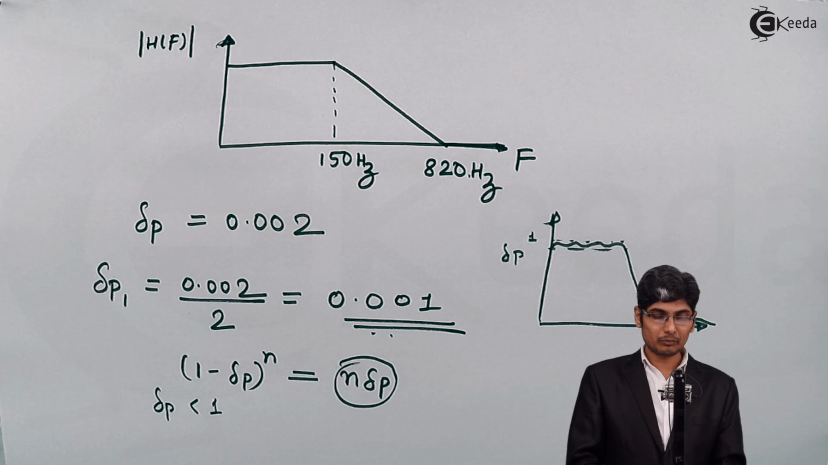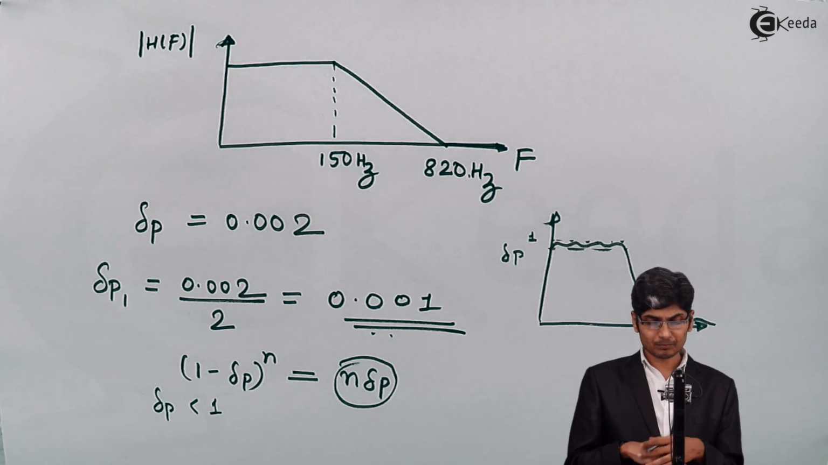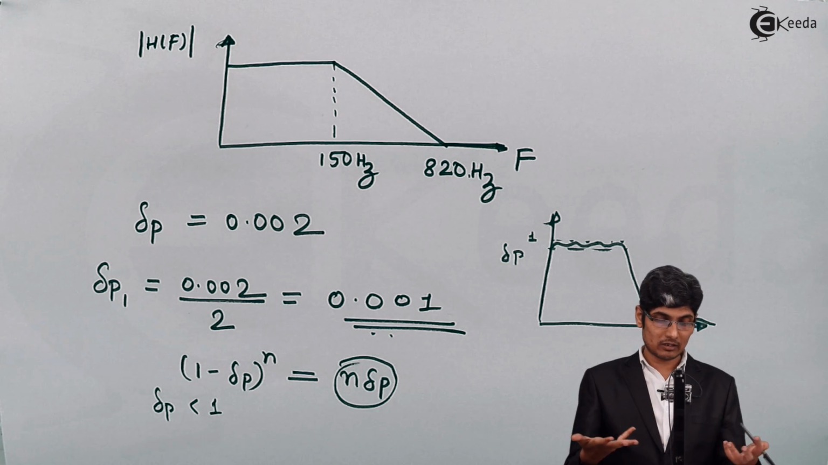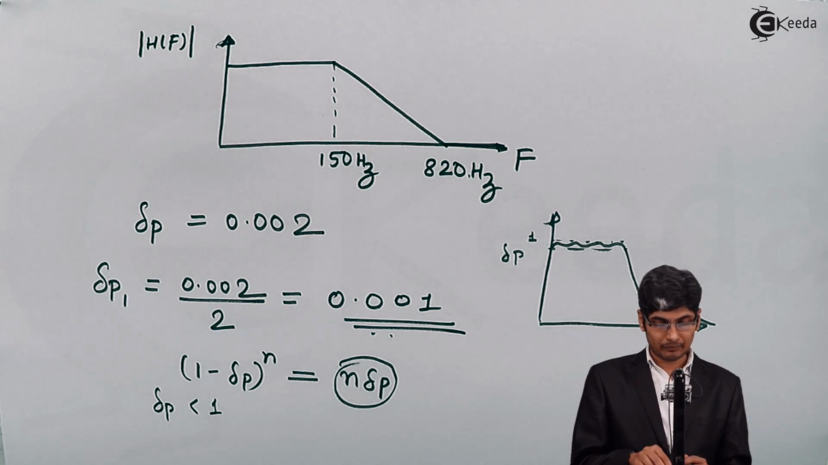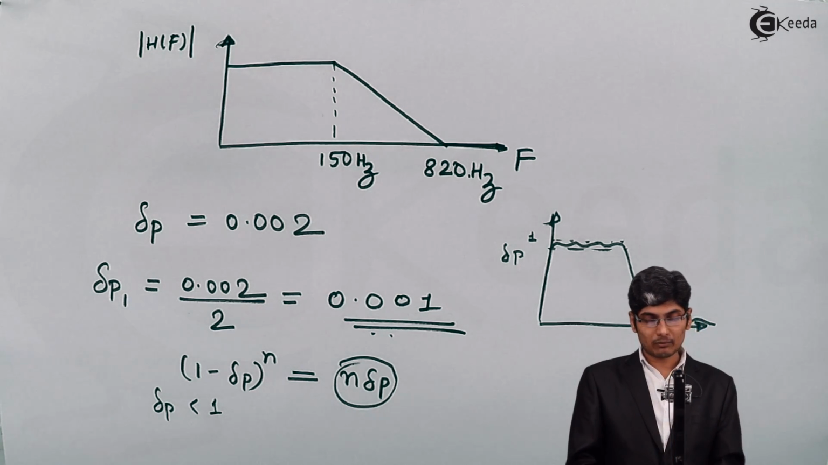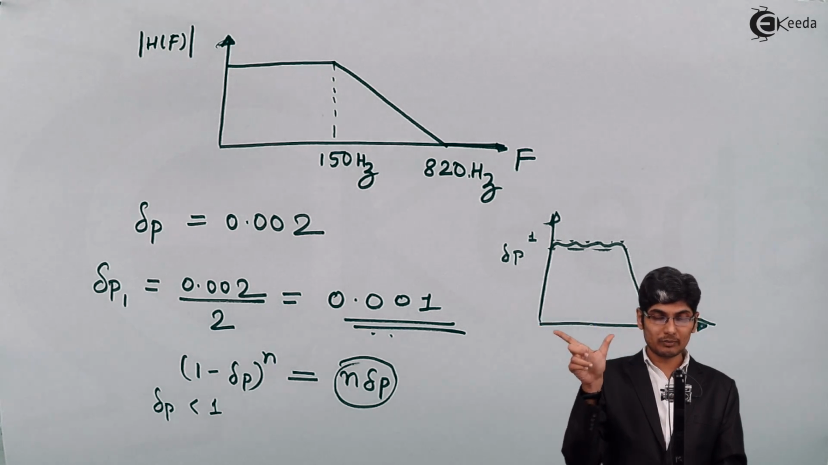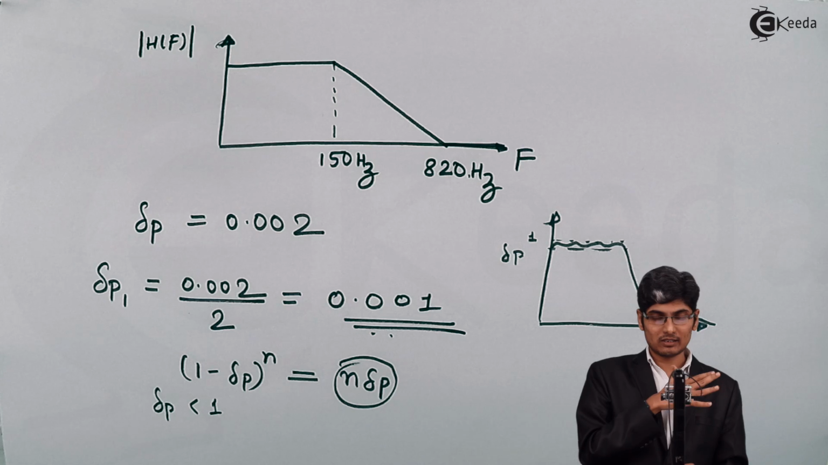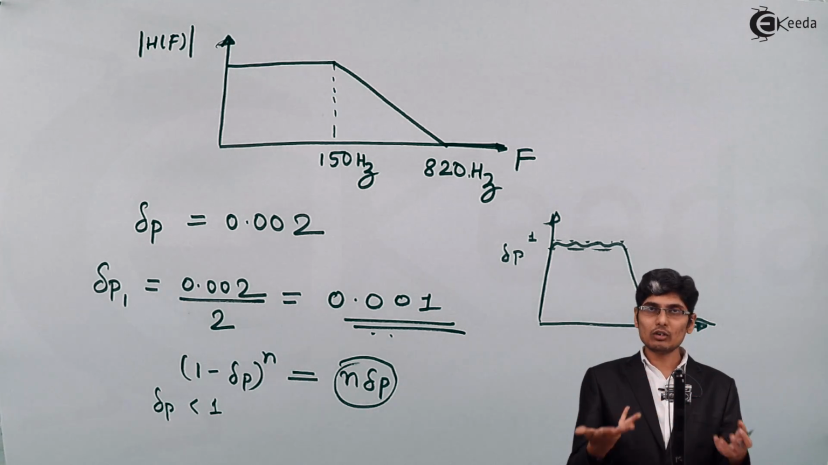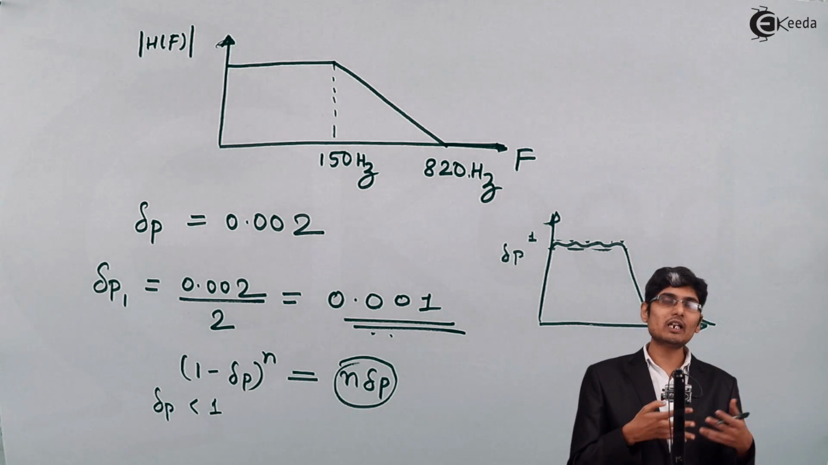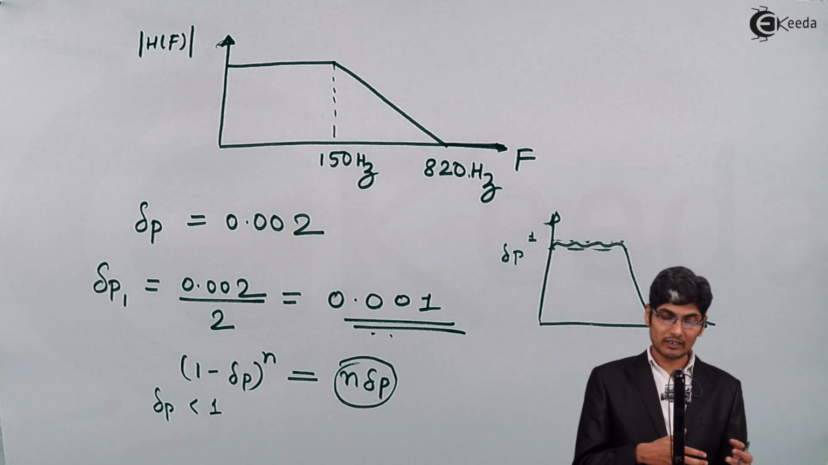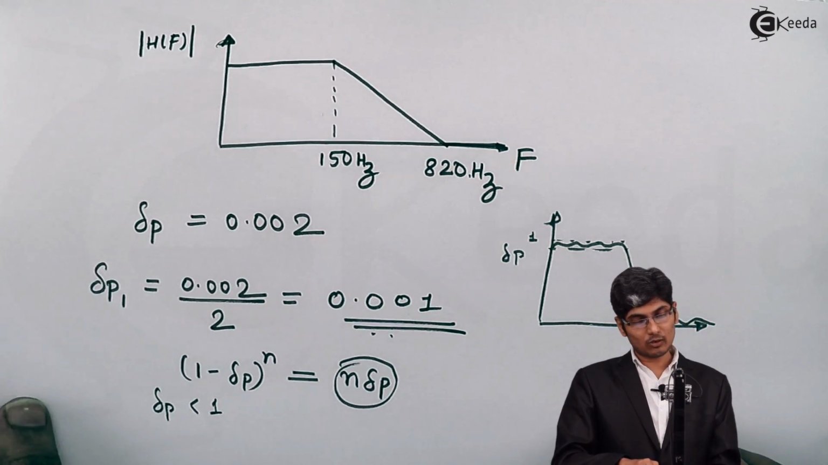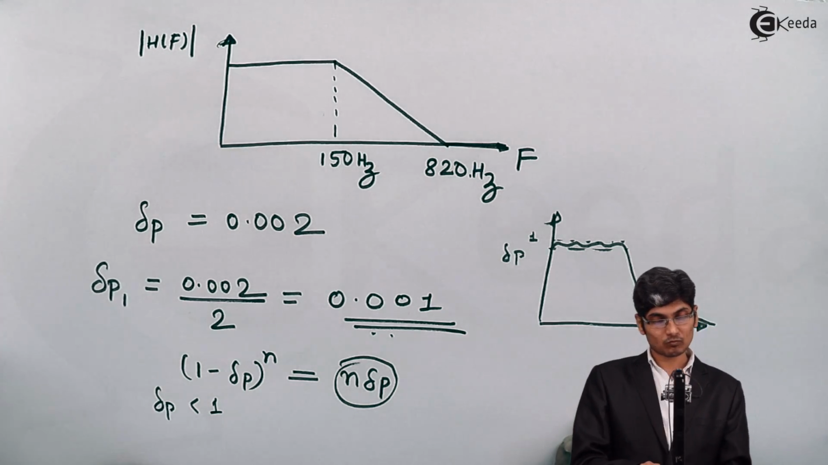So my delta P is going to be multiplied, or the ripples will be increased, by a factor of n. To avoid it, because I want the overall to be 0.02, in each stage, if there are 3 stages, I will divide this by 3. If there are 4 stages, I will divide it by 4. Now there are 2 stages that we have considered, so I will divide it by 2. So delta P1 will be 0.01.